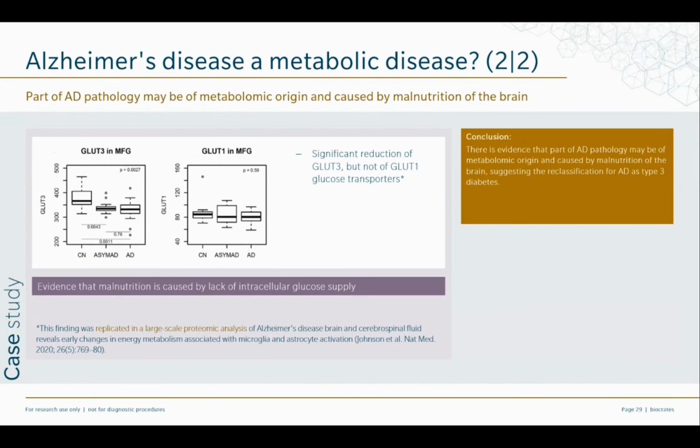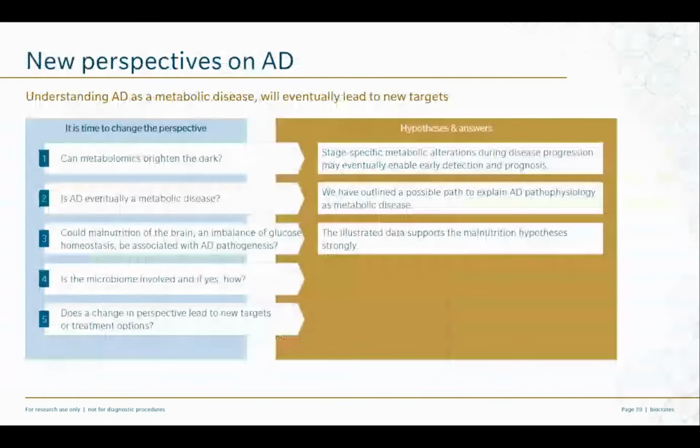Overall, these findings suggest that Alzheimer's disease may be caused by an undersupply of brain cells with glucose. And besides that, it is generally known that insulin resistance favors Alzheimer's disease. Together, this might allow the conclusion that Alzheimer's disease may be considered as type 3 diabetes. With this, we have on the one hand outlined a possible way to explain Alzheimer's disease as a metabolic disease, and on the other hand also illustrated that malnutrition of the brain is a probable and conclusive hypothesis for the development of Alzheimer's disease.